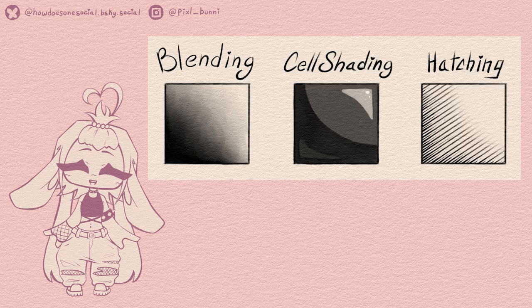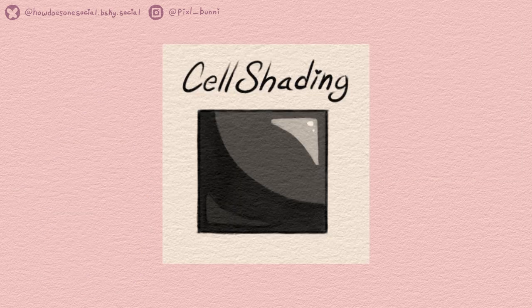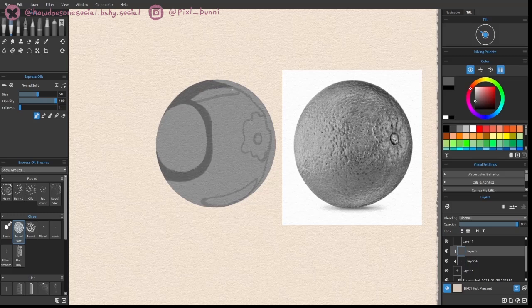There's a lot of different ways you could shade something, but there are 3 main ones. Those are blending, cell shading, and hatching. Let's start with cell shading. Cell shading uses solid patches of color to block in where shadows and highlights are at.